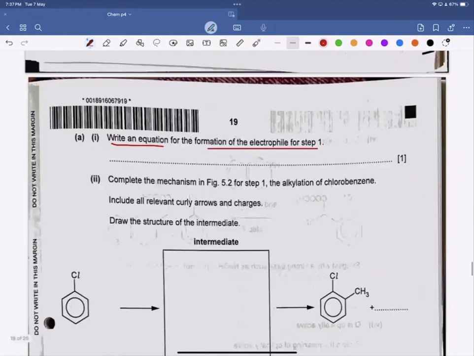So you can easily make the equation for the electrophile formation: the alkyl halide reacts with AlCl3, and that chlorine breaks the bond heterolytically by taking away the electrons of the carbon and gets bonded with AlCl3, forming AlCl4 negative, and CH3 carbocation is formed, so it's an electrophile. Is this clear to all of you? These reactions we have studied.